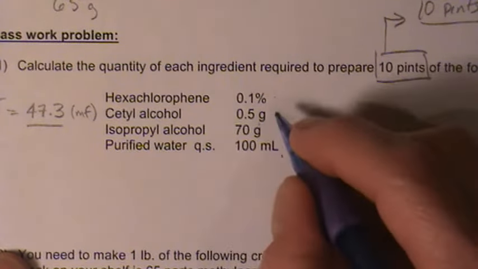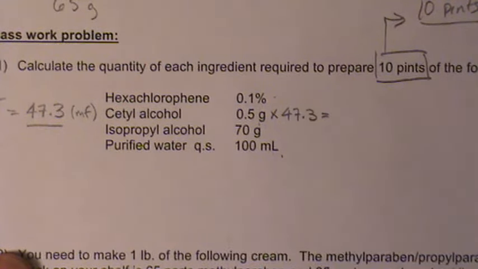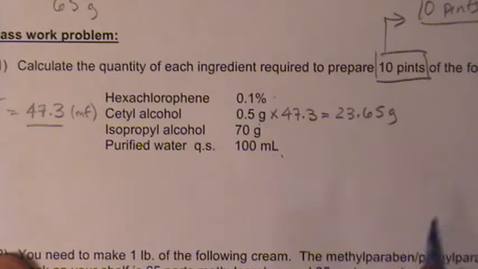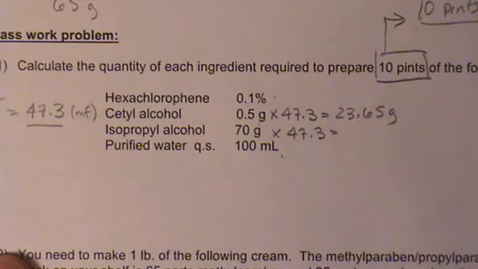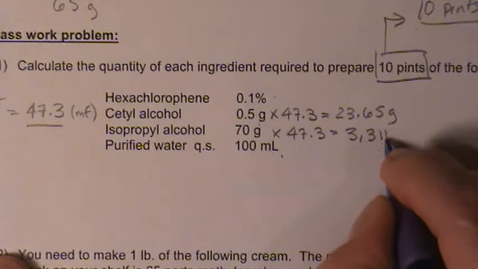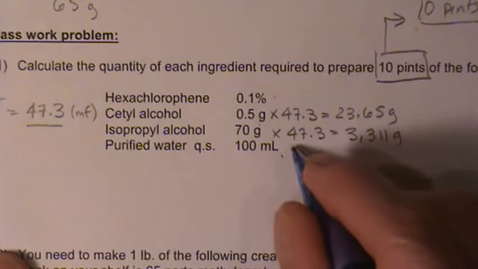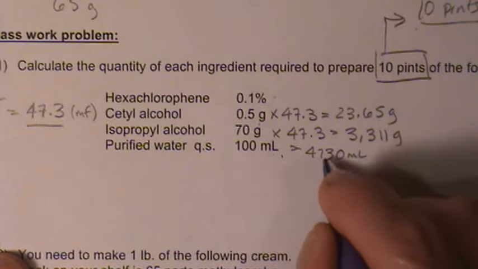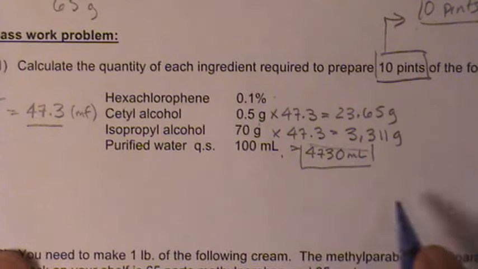0.5 grams times 47.3, and that is going to give me 23.65 grams. All right? 70 grams times 47.3, and that gives me 3,311 grams. And then of course my 100 times 47.3 is going to give me my 4,730 mils, which is what we wanted. We knew that. Okay, total. All right, so again, total is 4,730 mils.